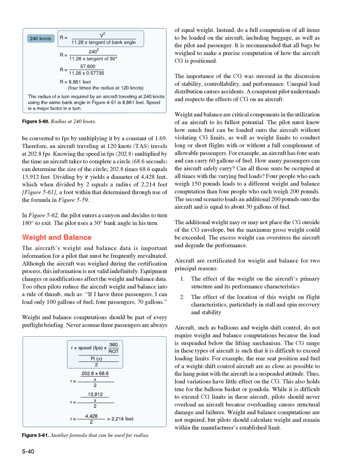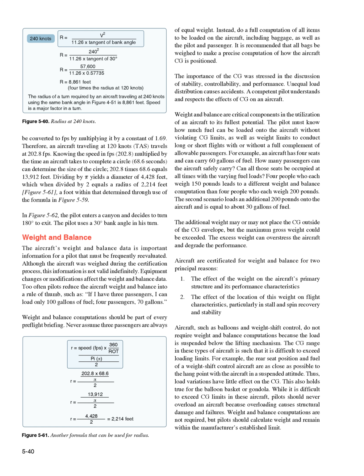Weight and balance computations should be part of every pre-flight briefing. Never assume passengers are always of equal weight. Instead, do a full computation of all items to be loaded on the aircraft, including baggage, as well as the pilot and passengers. It is recommended that all bags be weighed to make a precise computation of how the aircraft CG is positioned. The importance of the CG was stressed in the discussion of stability, controllability, and performance.